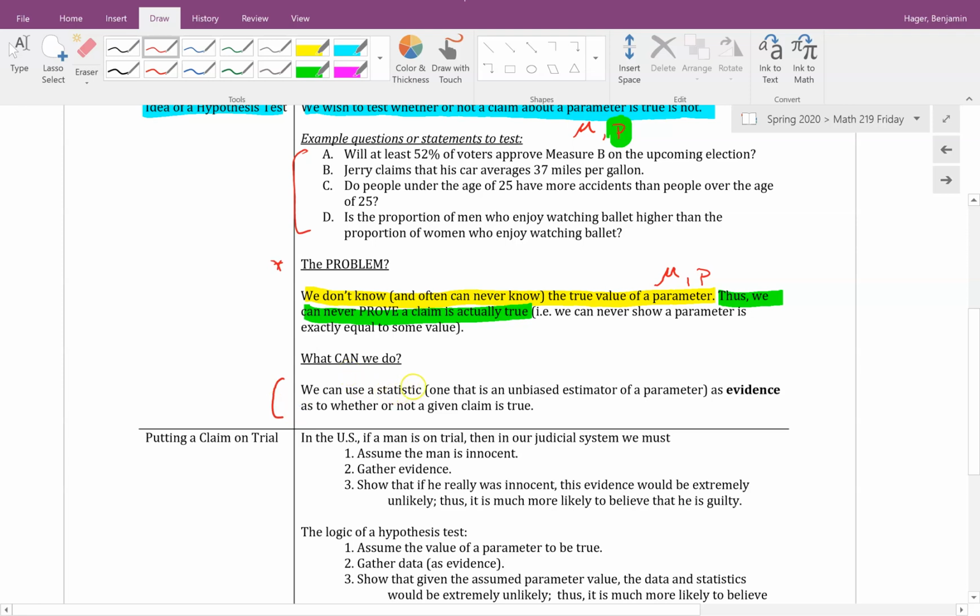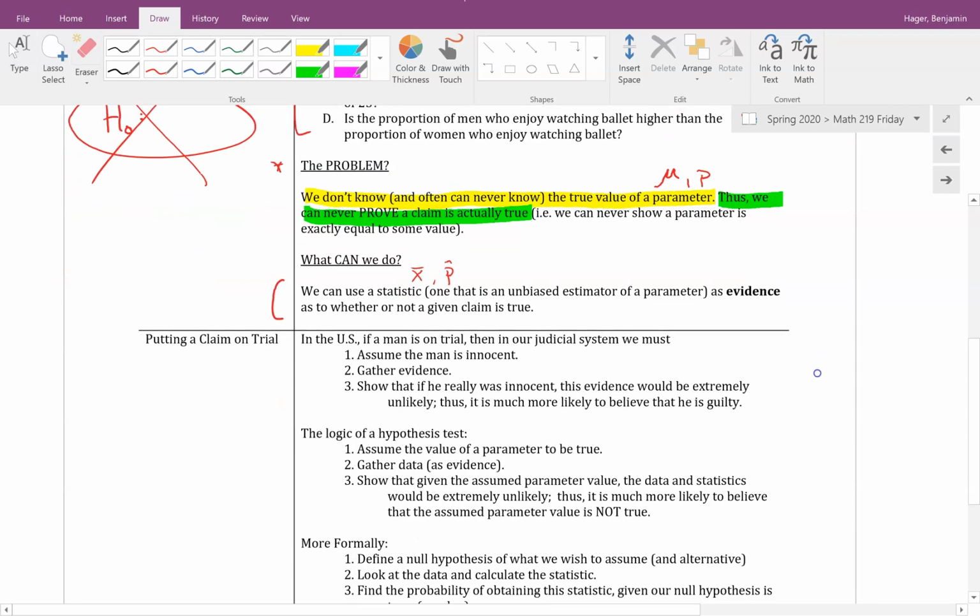We can use a statistic, which is an estimator. The statistic is usually the sample mean or the sample proportion, and we could use that as evidence as to whether or not the given claim is true. And again, we're not necessarily saying the thing is true as much as we are saying that there's no reason for me to assume that it's not true. Either there's going to be some sort of claim, and we're going to learn to call that the null hypothesis. And we're either going to be able to say that, yep, there's no reason to doubt that, or there is reason to doubt that. That's essentially what's going to go on with a hypothesis test.